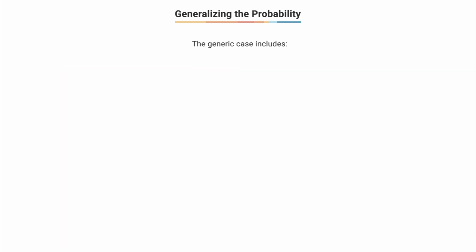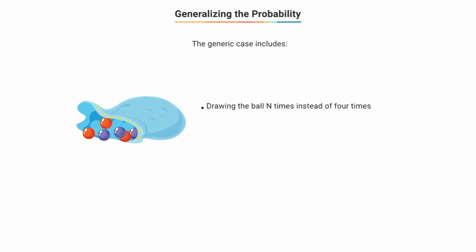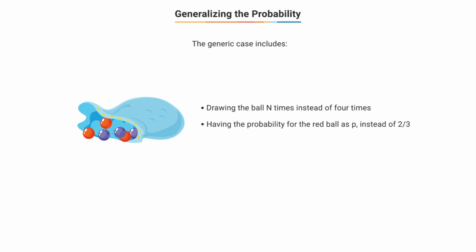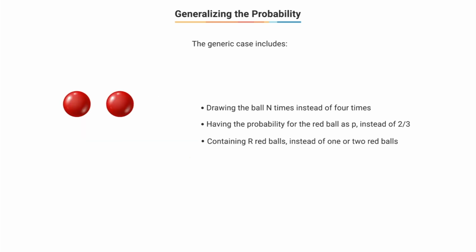So now let's extend this case to a more generic case where instead of 4 times, we were to draw the ball n times. Instead of having probability as 2 by 3 for the red ball, let's keep it generic at a value of p. And instead of having 1 red ball or 2 red balls, let's generically say that we want to find the probability of getting r red balls from the bag. Let's see how we can calculate P of x equal to r, that is probability that x equal to r.